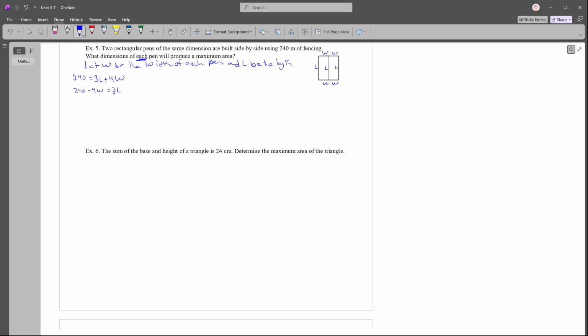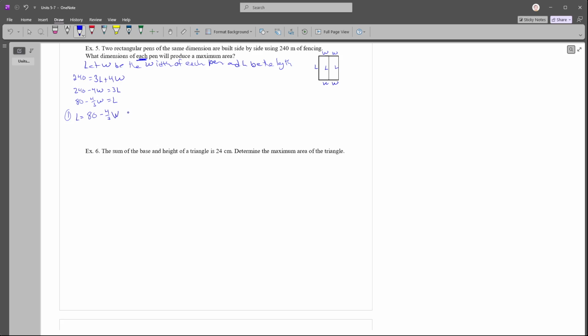Now I got to get rid of this 3, so that means I have to divide everything on the other side by 3. So 240 divided by 3, that's 80. 4 divided by 3, that's 4/3. And that's going to be equal to L. So I'm going to rewrite this just so I can have my L on the left-hand side like I normally like it. So this is going to be equation number 1. L is equal to 80 minus 4/3 W. Okay, so there's my first equation.